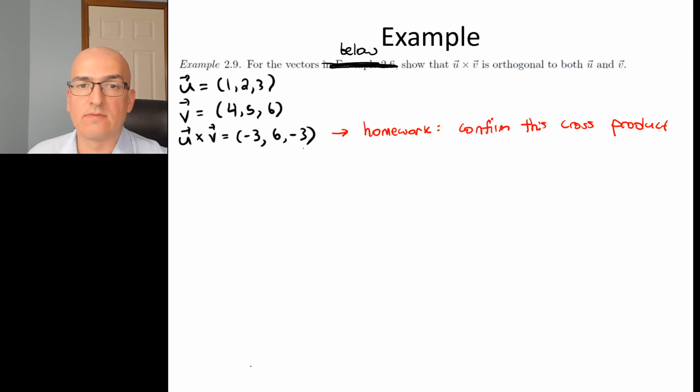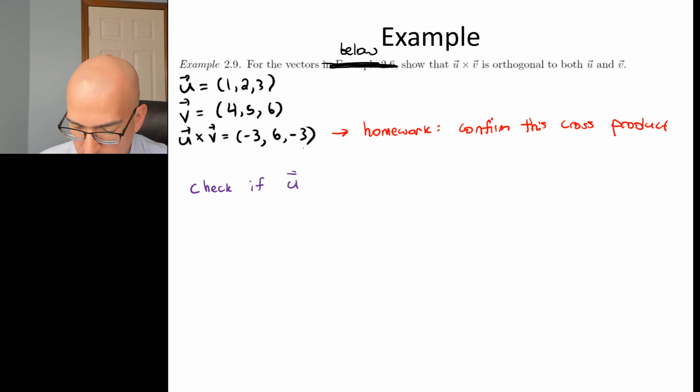But we're just going to take it. We're going to take it as a gift. Thank you for the cross product. Now we're going to confirm that this new vector is orthogonal to both u and v. So we're first going to check if u cross v is orthogonal, if it's 90 degrees, to the vector u.